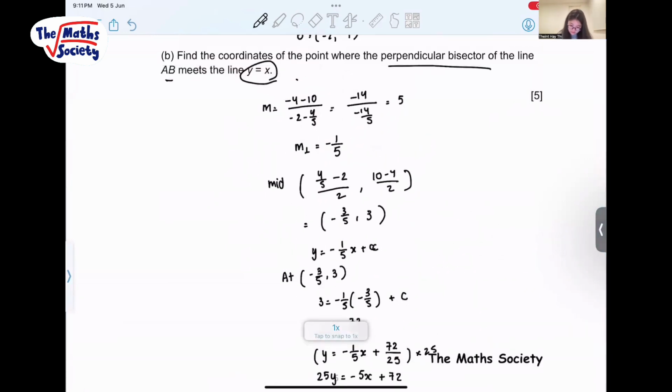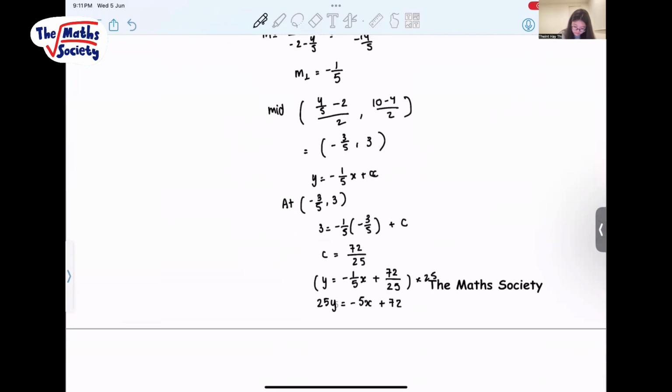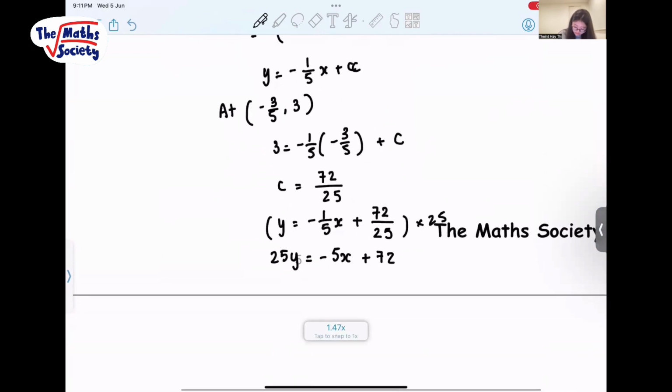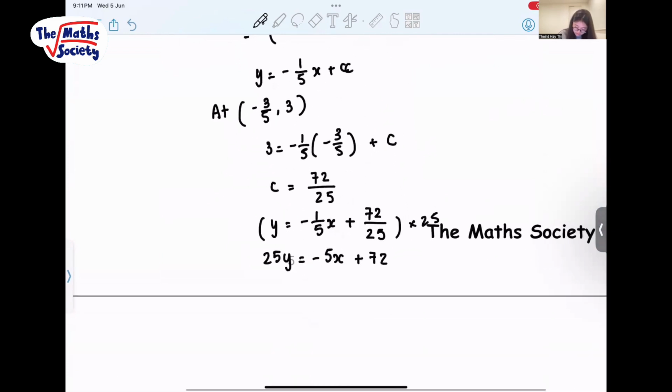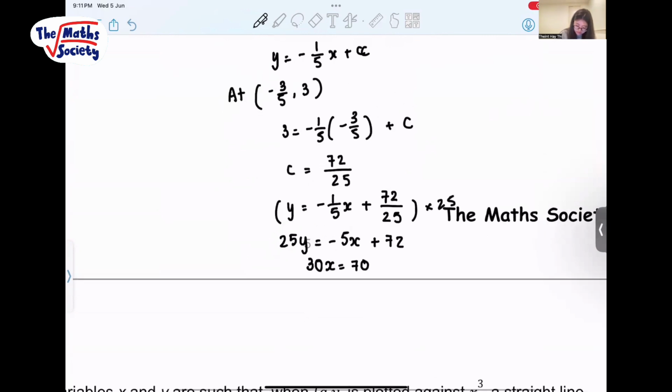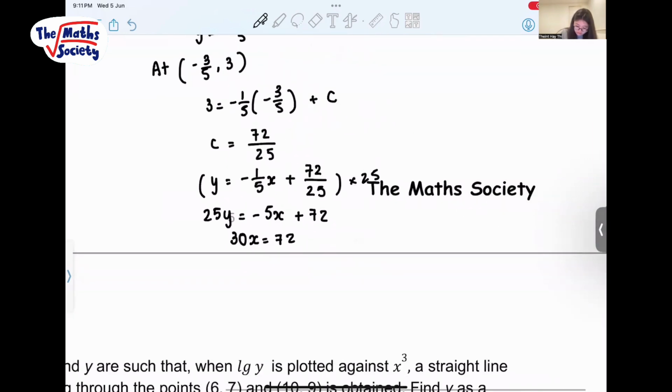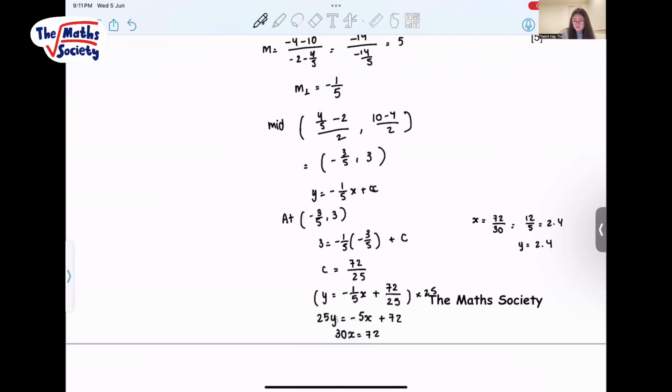After that, it says to find where y equals x. So let's just do this. So we need to find x. So it's going to be 30x equals 72. Sorry, 72. And then you have x equals 72 by 30. So you will have 12 by 5, which is equal to 2.4. So then you have a y value of 2.4 because we're just taking it from here.